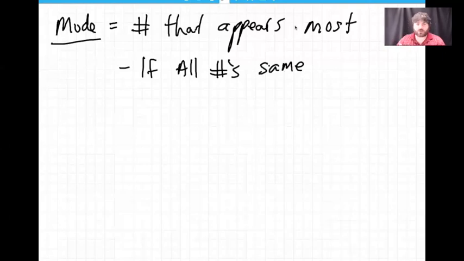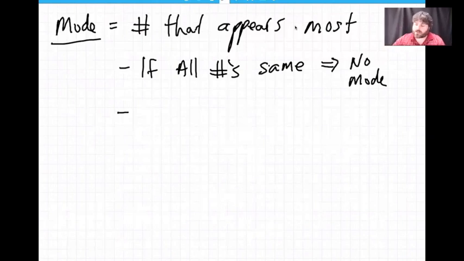2 7s or 2 9s or 3 10s, there's no repetition. All the numbers are the same, what that means is there is no mode. It's not like they all get to be the mode. Every number appears once, they're all the mode. It's not how it works. If all the numbers are the same, then we say there just isn't a mode.